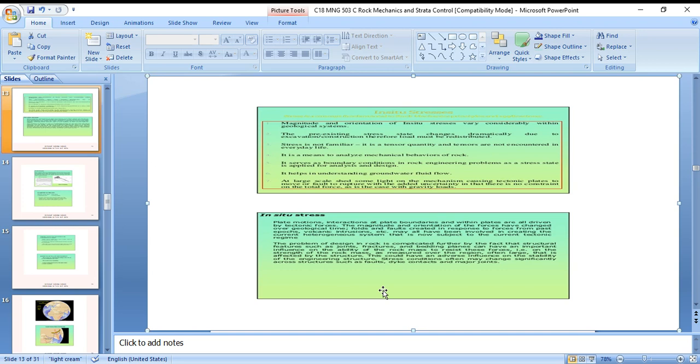Therefore, load must be redistributed. Stress is not familiar. It is a tensor quantity, and tensors are not encountered in everyday life. It is a means to analyze the mechanical behavior of rock. It serves as a boundary condition in rock engineering problems, as a stress state is applied for analysis and design. It helps in understanding groundwater fluid flow.